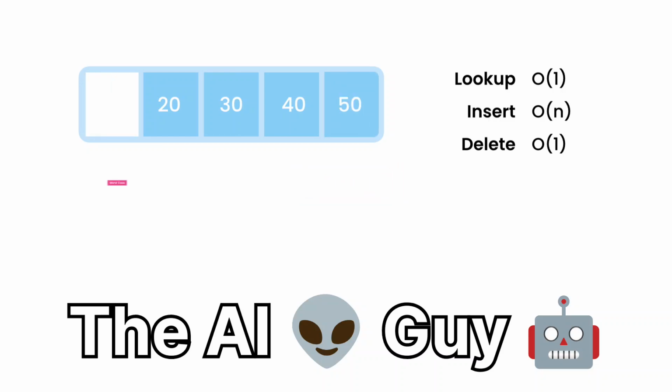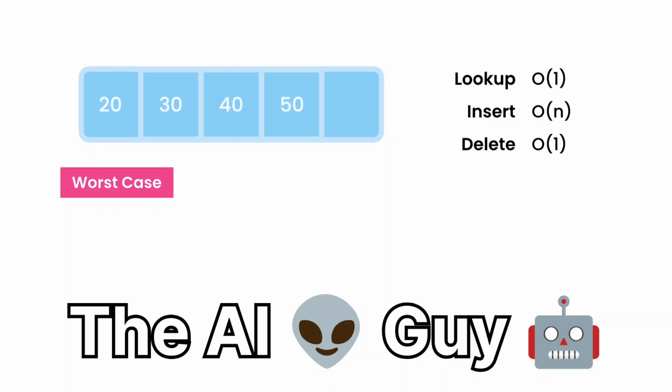This is when we want to remove an item from the beginning of the array. We have to shift all the items on the right one step to the left to fill in the hole. The more items we have, the more this shifting operation is going to cost. So for the worst case scenario, deletion is an O of n operation.